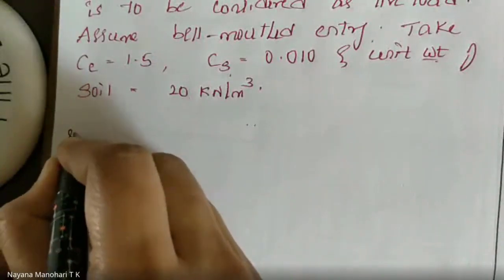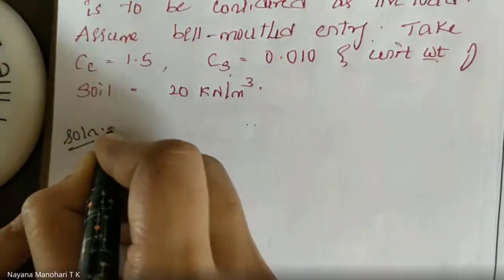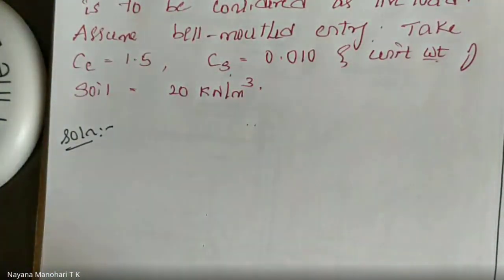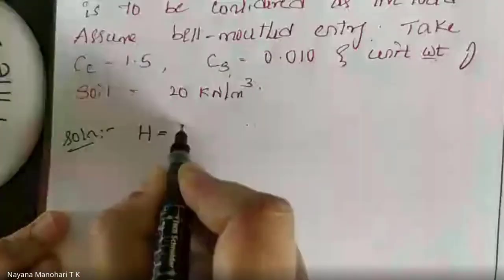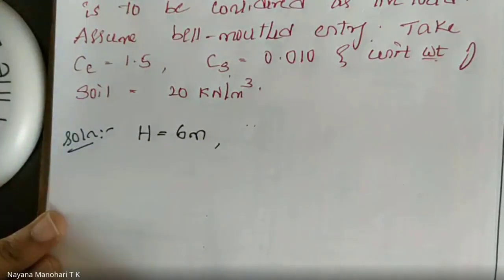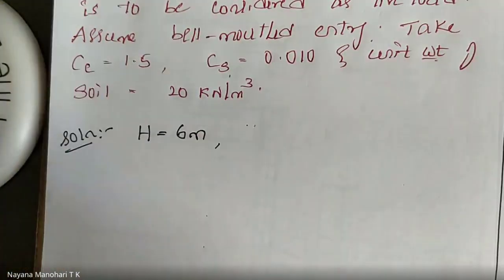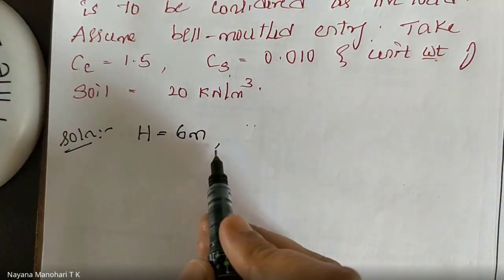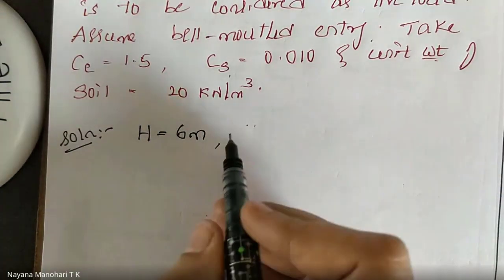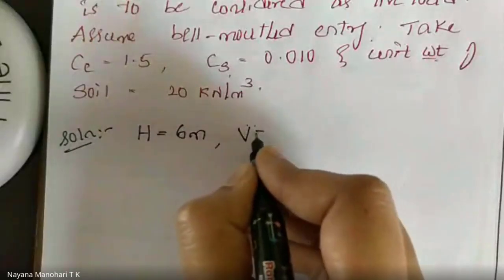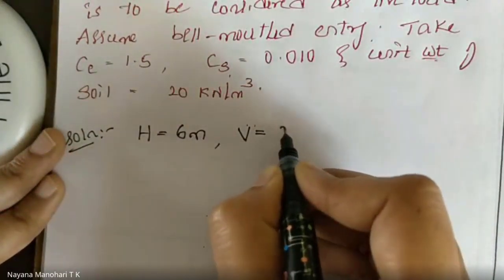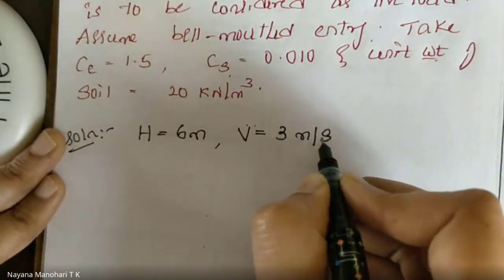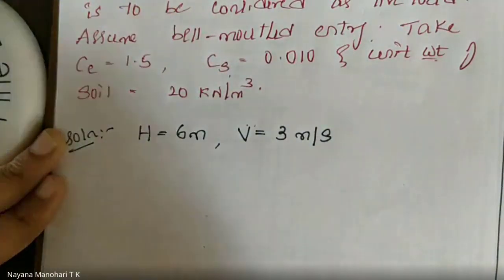First, write down the given data. What are all the data they have given? First, height of the embankment, denoted by capital H, equals 6 meter. And the safe velocity they have given, V equals 3 meter per second.